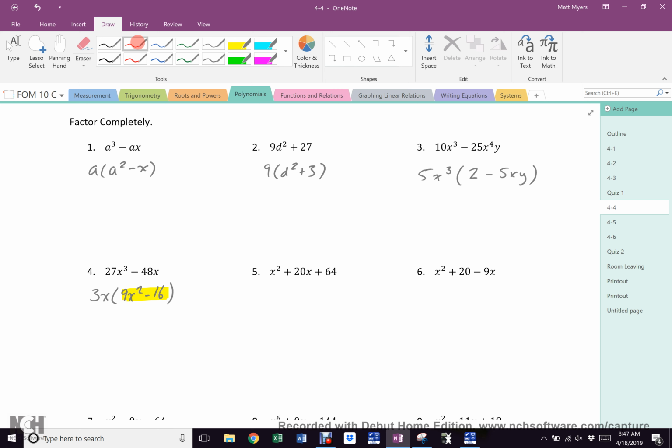Some of you may already notice why. What do I got to multiply 2 and 5? 64. What do I got to add to? 20. Is it 1 and 64? Is it 2 and 32? Is it 4 and 16? Yes. X plus 4. X plus 16. Is this okay?